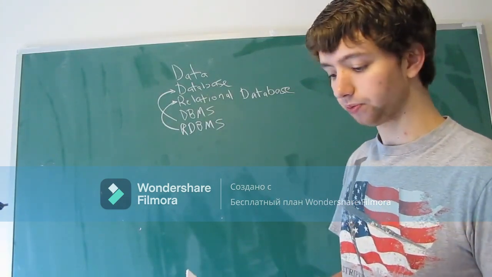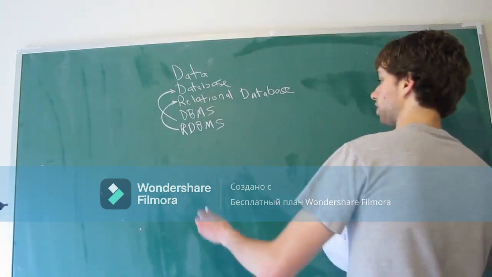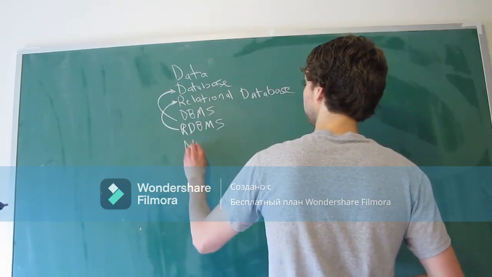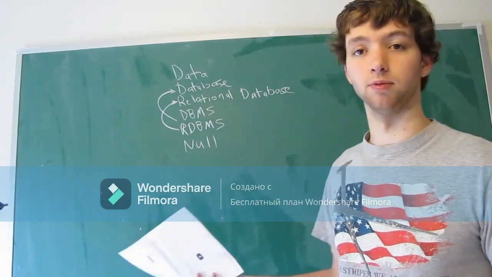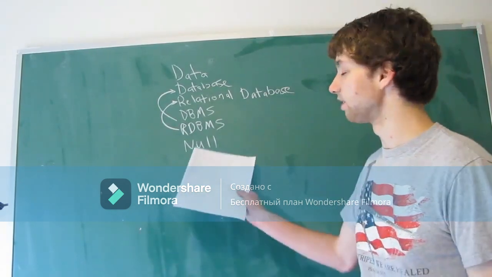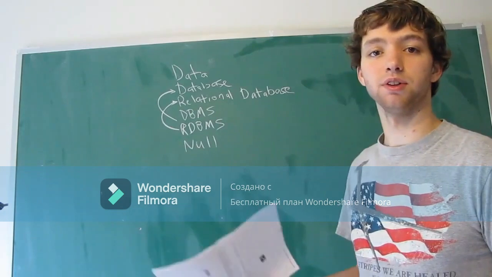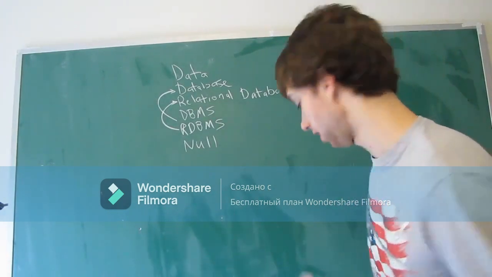Pretty simple. Now we're going to introduce a new word to you, which is null, or null, however you want to pronounce it. I've been told I pronounce it wrong, but I don't really care. Anyways, this is when someone does not enter a value within a column on a table.